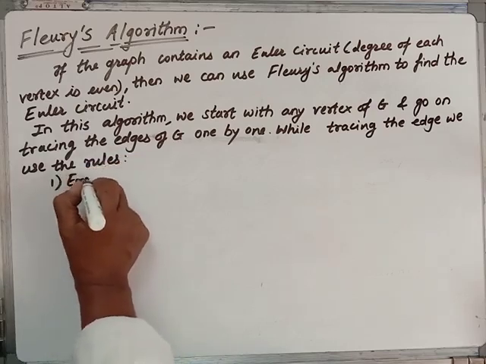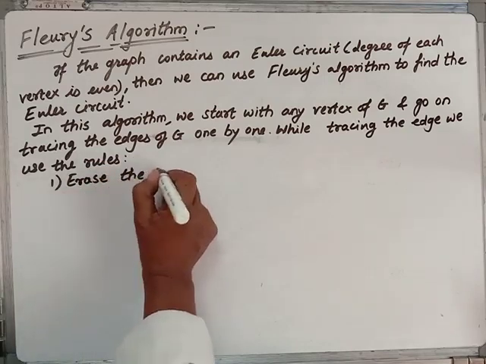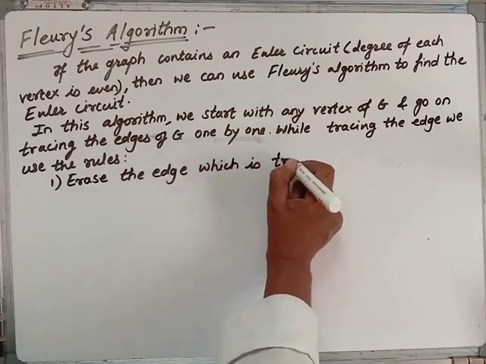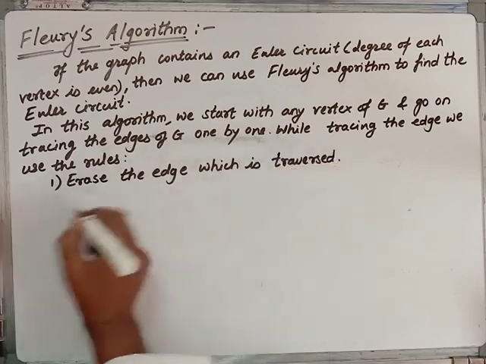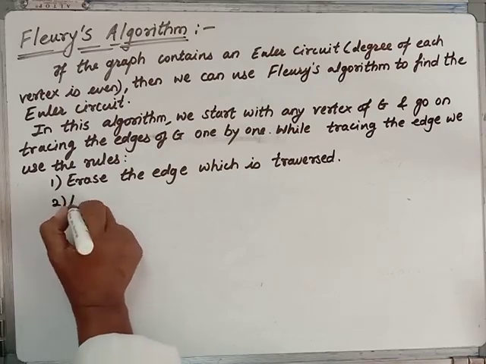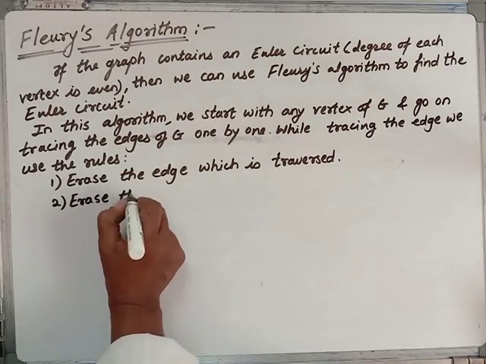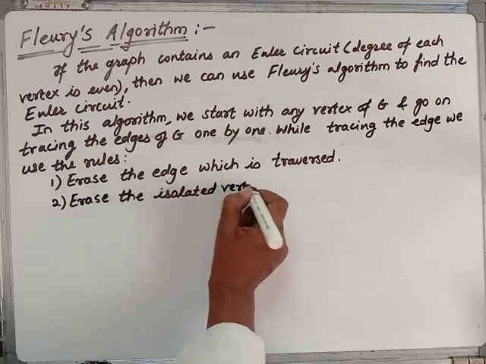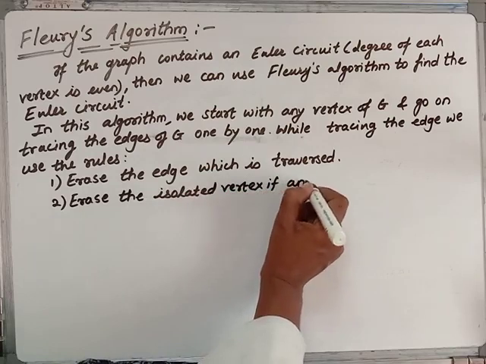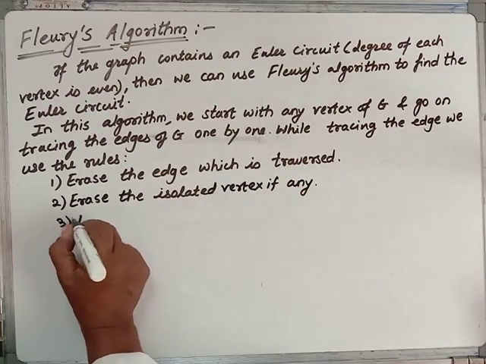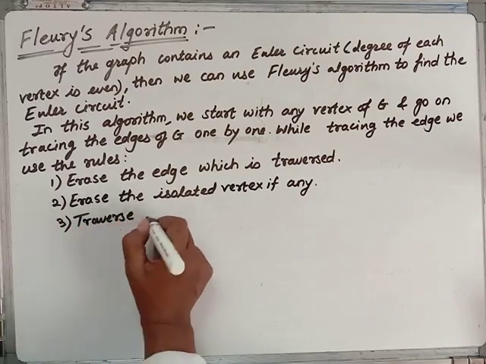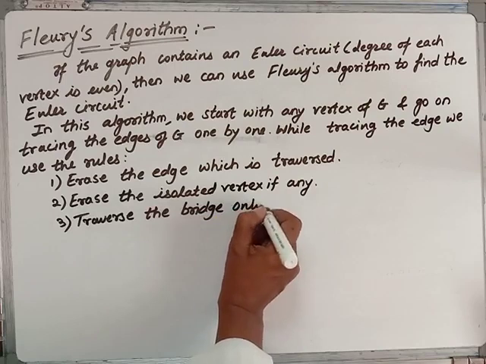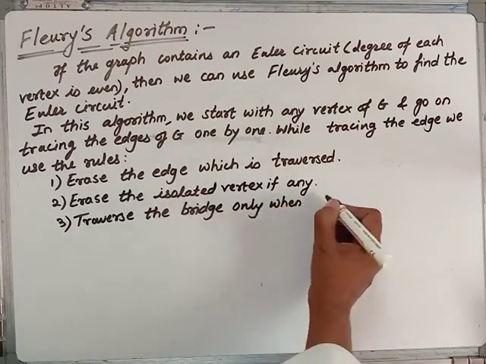First rule, erase the edge which is traversed. Second, erase the isolated vertex, if any. Then again, traverse the bridge only when there is no alternative.